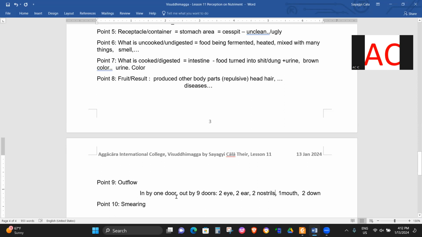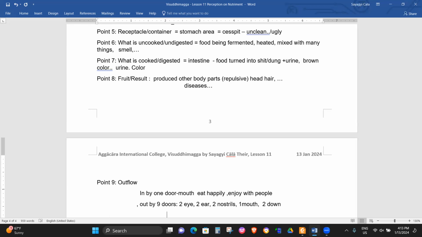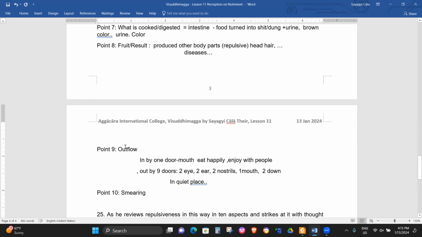Okay, so in by one door, which is the mouth, which we eat. We eat happily, enjoy with people, you know. But when you go out by 9 doors, you cannot enjoy. So what happens when you go out at that time? You have to do it in seclusion, in a quiet place. You cannot enjoy it anymore. So that's the meaning it is trying to say.